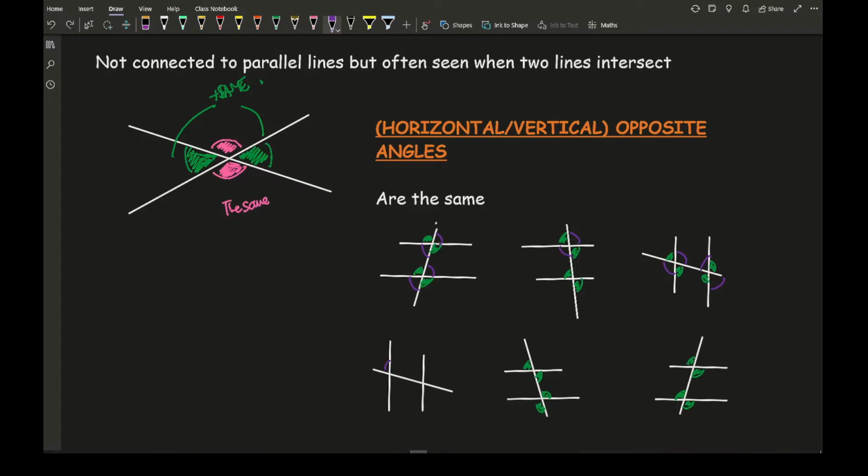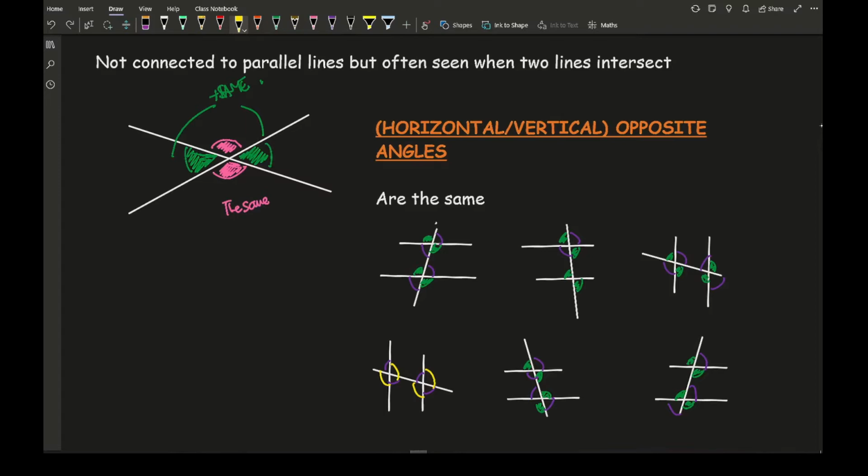And likewise, this angle here is going to be the same as that one. That one's going to be the same as that one. This one, same as that. That's the same as that one. This one and that one are going to be the same. Let's just finally mark the last one. So this one's the same as that one, and this one's the same as that one. So as you can see, the templates for each of these mini diagrams can be replicated for all the other angles as well.